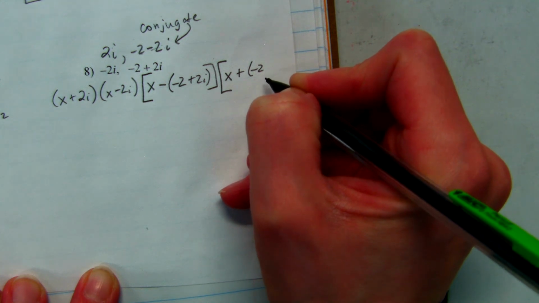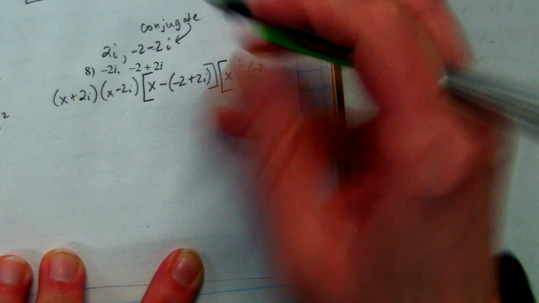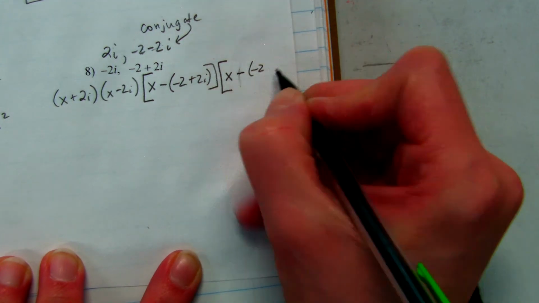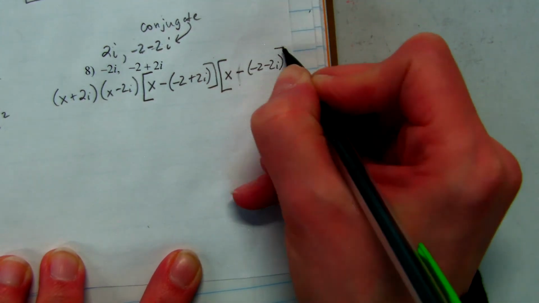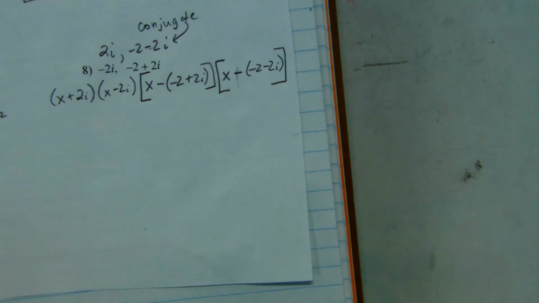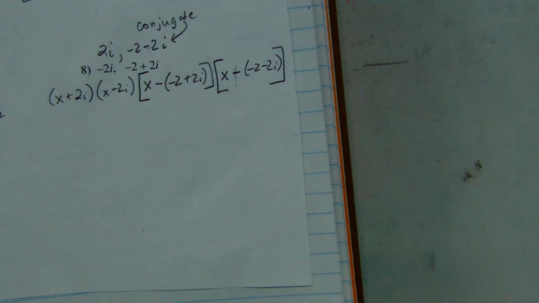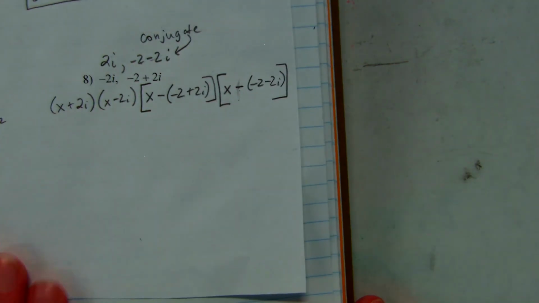I have to think about this. This is supposed to be minus. I got confused. And then minus 2i. I changed this to plus, that's still minus. Okay. So, a little bit exciting.